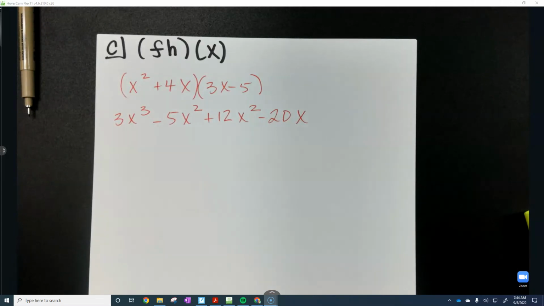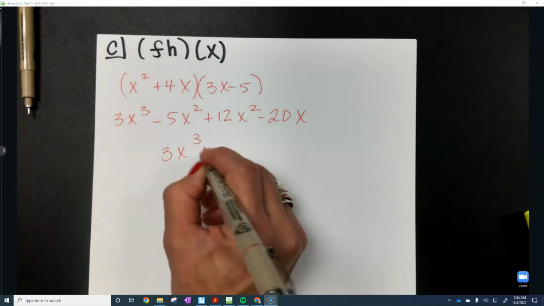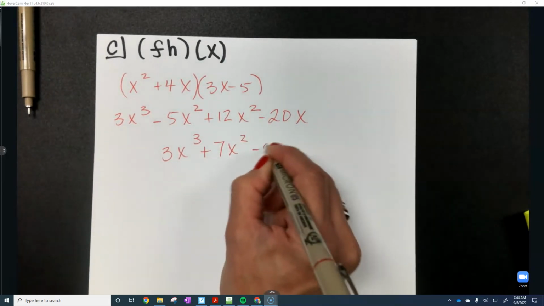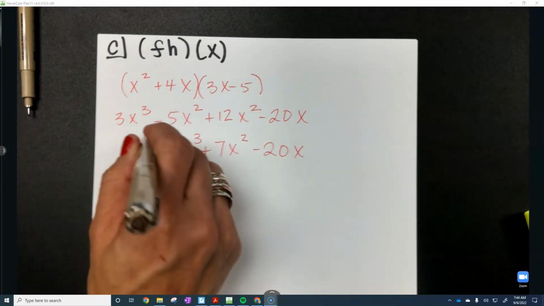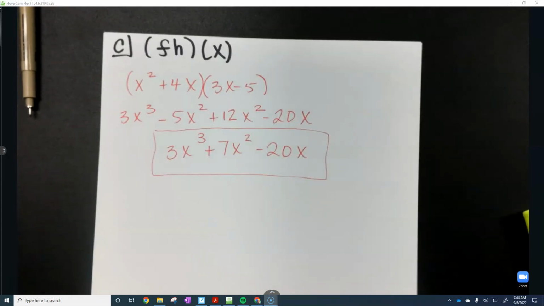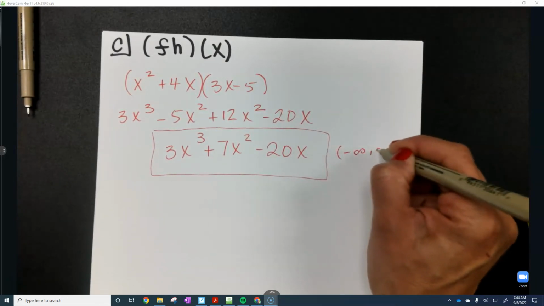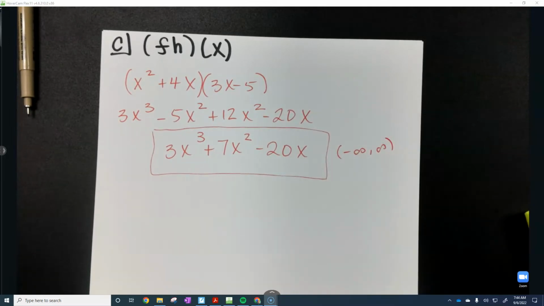All right, guys, go ahead and combine your like terms. We're going to have 3x to the third plus 7x squared minus 20x. And I know that it looks like we want to take out some things. Just do not factor, leave it like that. And we don't have any restrictions on the domain. The domain for this is all real numbers. If there's no restrictions, we understand it to be all real numbers.